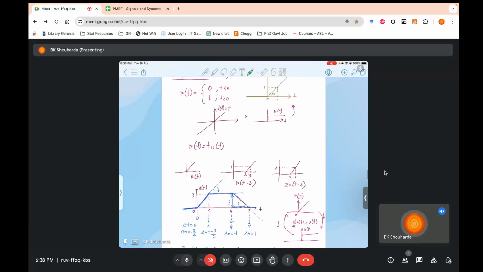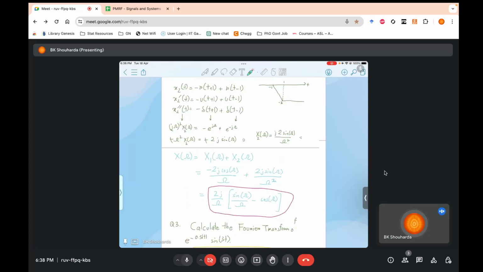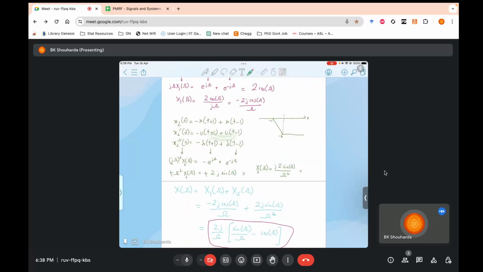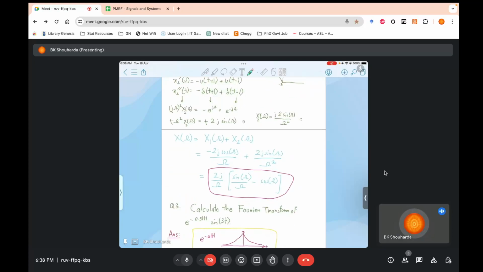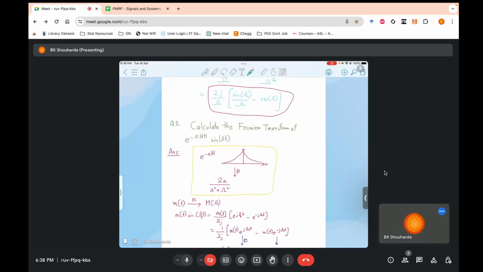This is ramp function, how to construct a signal in terms of ramp, and you differentiate it you get u(t), double differentiate you get unit impulse, and then you take its Fourier transform and multiply by j omega square. This one utilizes the concept of modulation and the two-sided exponential signal.